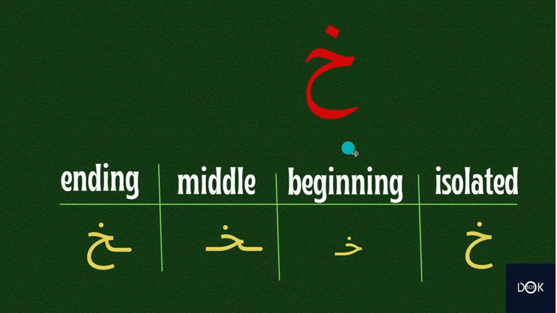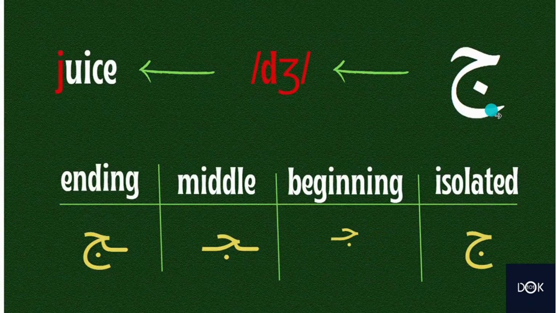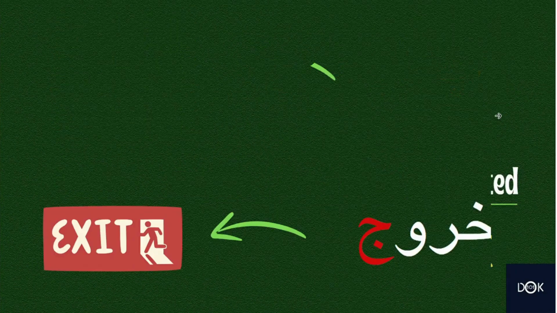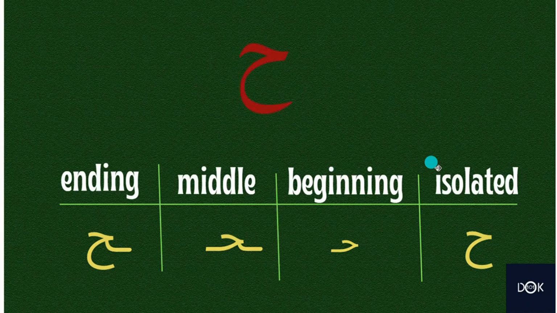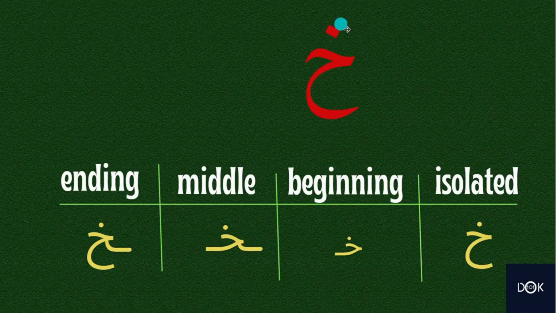Now, letter jim, ha, and kho are from the same family. The only difference is that of the dots. Jim has a dot in its tummy. Ha has no dot at all. And letter kho has a dot over its head. But the rest of it is the same, and by that I mean that the forms of jim, ha, and kho will be the same apart from the dots. Let's have a look at the examples.